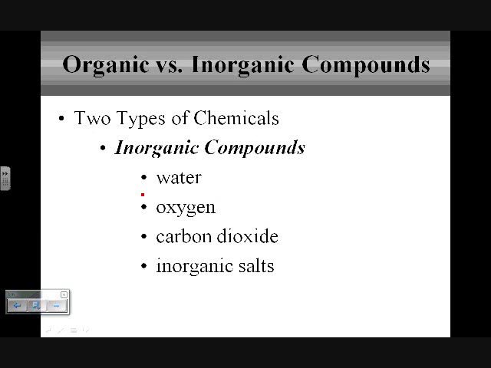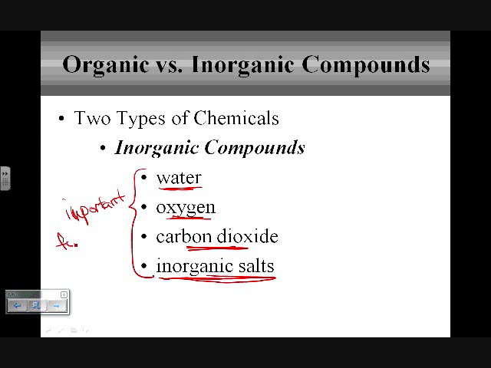Examples of inorganic compounds commonly associated with anatomy and physiology: obviously we have water, oxygen, carbon dioxide, and then we have those inorganic salts, right? The salts that are crucial for body functioning. There's plenty of other inorganic compounds, but we're focusing on the ones that are important for the human body. Wow, bad handwriting, guys, sorry. So these are important for the body.